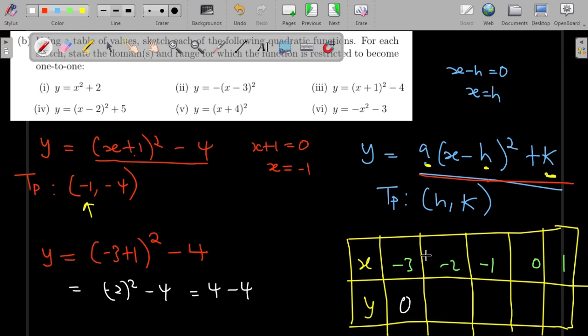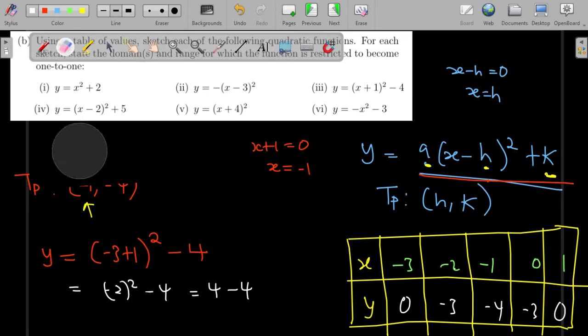You can do the same for all these others. Where there's x, you put this value of x, and then you find the corresponding y. If you put minus 2, you find minus 3. If you put minus 1, you're going to find minus 4. If you put 0, you're going to find minus 3. And if you put 1, you're going to find 0 again. So that's the pattern there. We've seen it. Let's use this now to sketch.